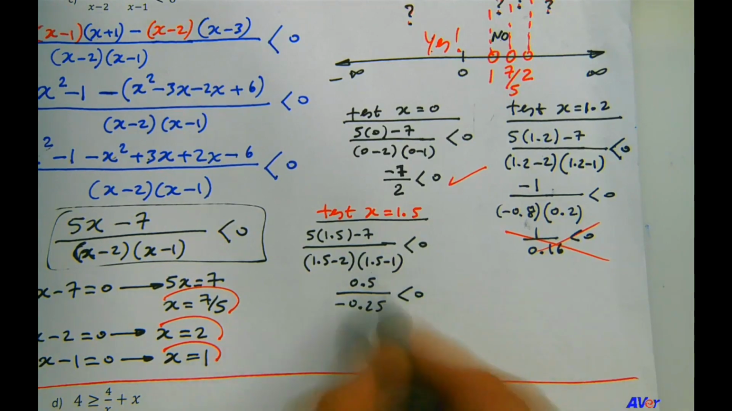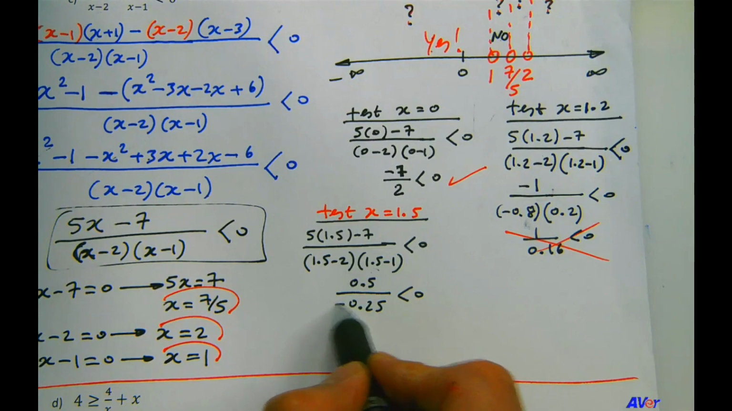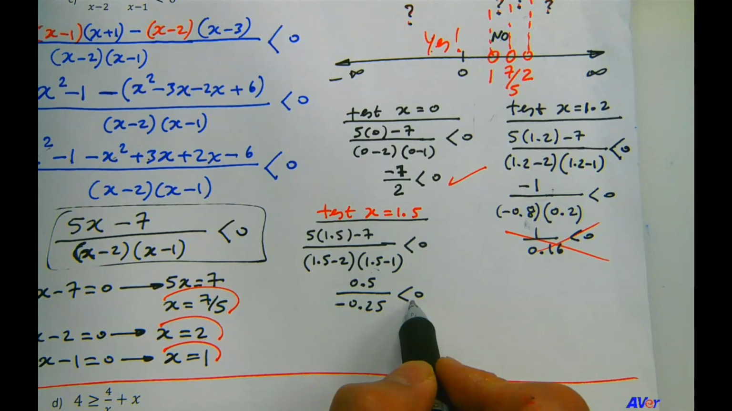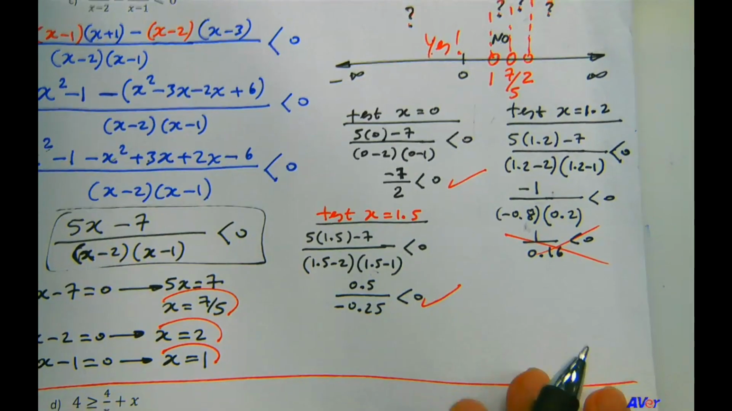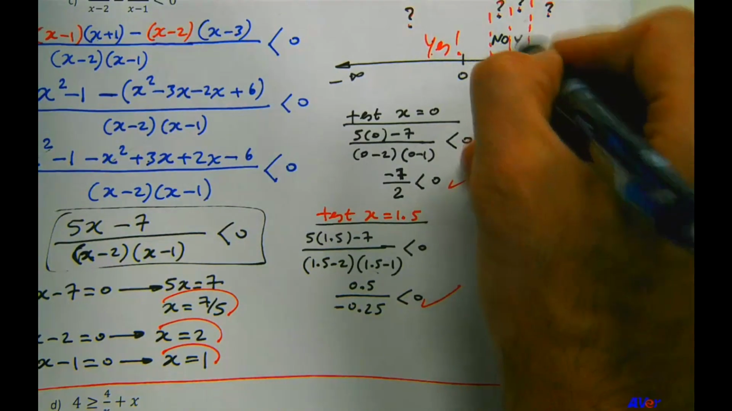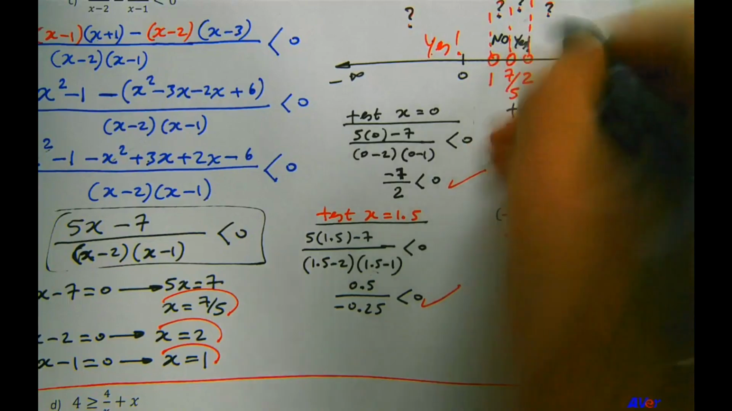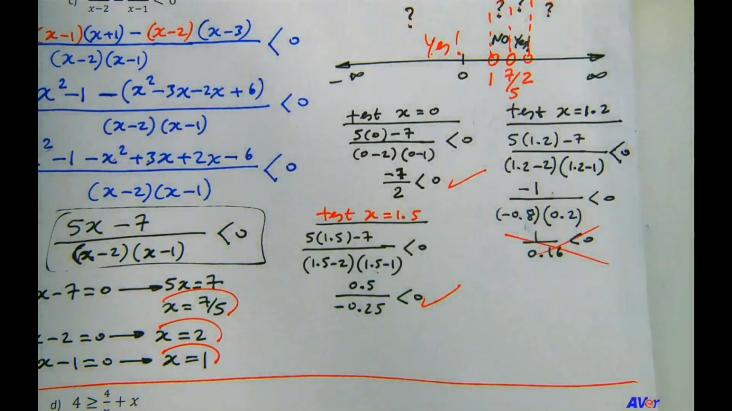It doesn't matter what that value is exactly, but what matters is that this whole left side is a negative number. So is it less than 0? Yes. So for this region, yes. Between 7/5 and 2, the region is acceptable as a solution.